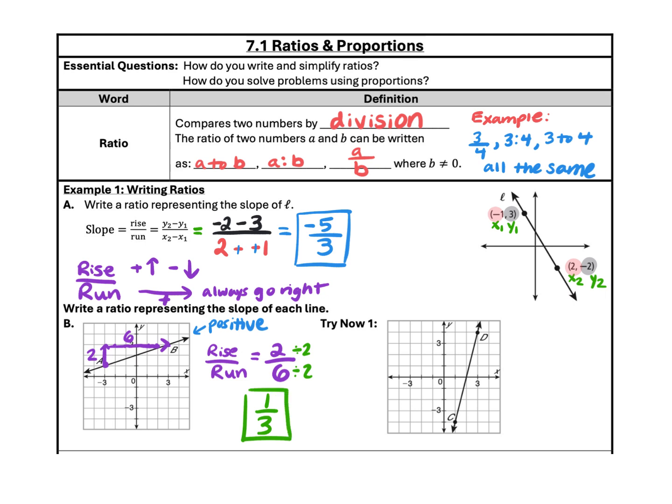Go ahead and try the try now on your own. Please pause the video. All right, you should have for your ratio 4 over 1. Now, when I look at my picture, it was up 8, and then we went over 2. Technically 8 divided by 2 is 4, but if I want to write it as a ratio, I need to keep it in fraction form, so I'm going to do 4 over 1.